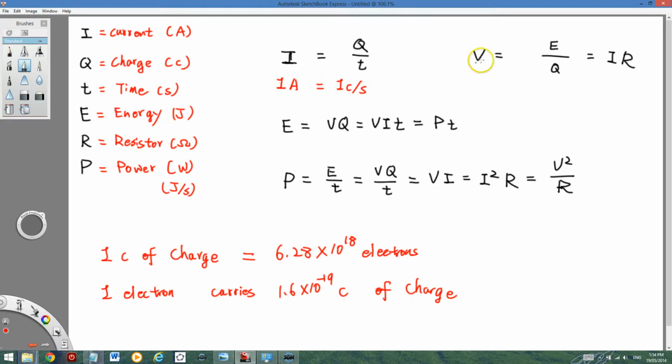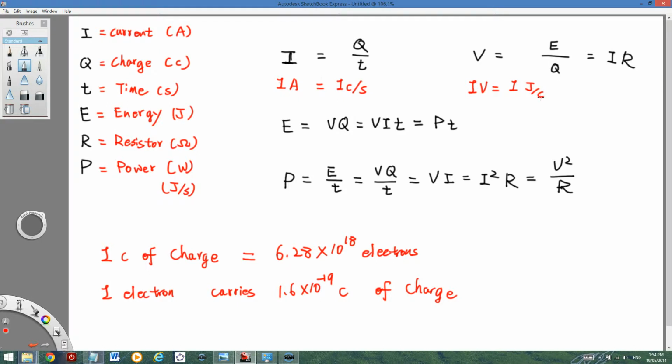Now, the next thing will be voltage. Voltage equals IR, so current times resistance, but more importantly in this case, voltage is also equivalent to energy divided by charge in coulomb. So 1 volt is basically equal to 1 joule of energy per coulomb.